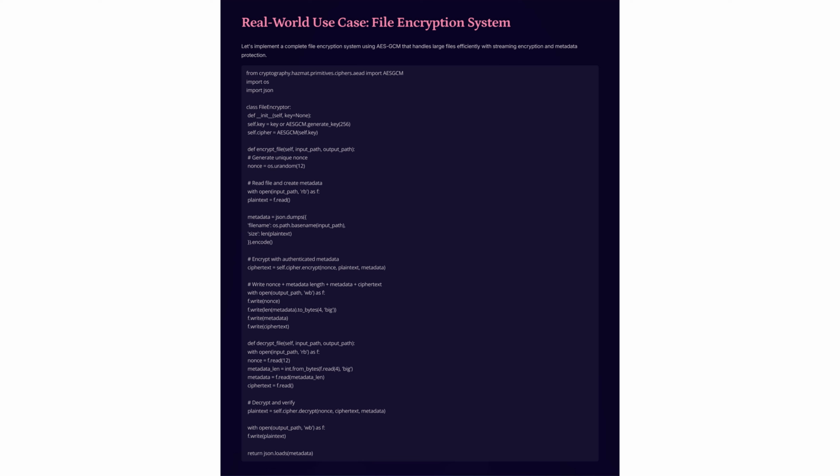Implementing a file encryption system with AES-GCM ensures efficient handling of large files through streaming encryption and metadata protection. The file encryptor class generates a unique nonce, reads the file, and encrypts it with authenticated metadata. Decryption involves reading the nonce, metadata, and ciphertext, then verifying and decrypting the data, ensuring integrity and confidentiality.